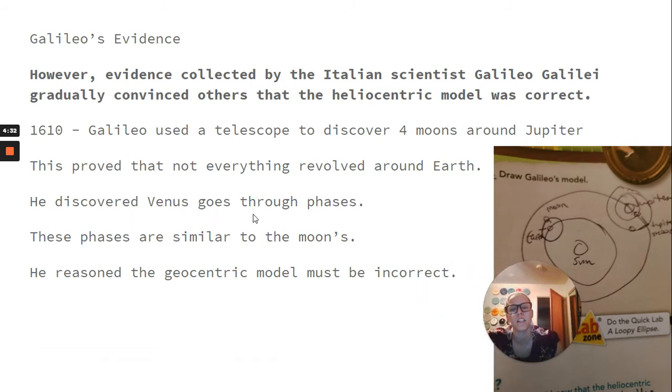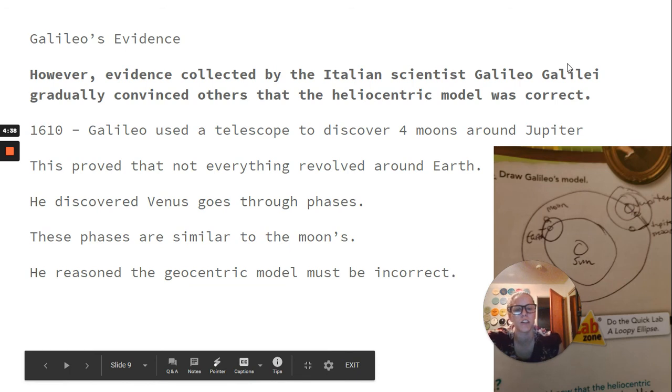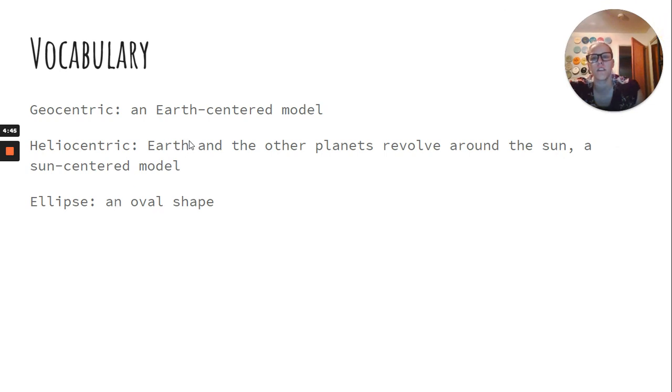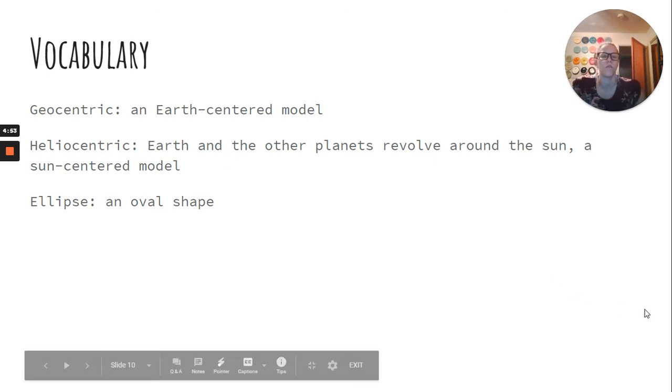He discovered Venus goes through phases, and the phases of Venus are similar to the moon's. So he reasoned that the geocentric model, or Earth-centered model, must be incorrect. For our vocabulary for today: geocentric, an Earth-centered model; heliocentric, Earth and the other planets revolve around the sun, which is a sun-centered model; and ellipse, an oval shape.